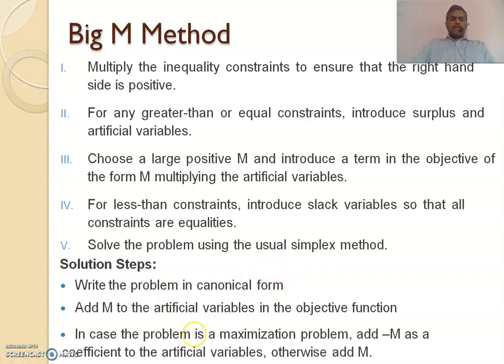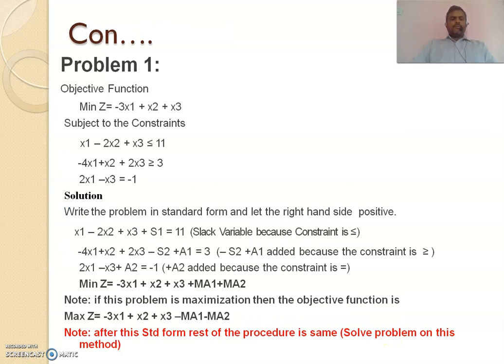There we will see artificial variables or slack variables. Add M to the artificial variable in the objective function. Add the artificial variable in the objective function if the case is minimization, means the objective function is minimization, then we will add M plus. In case of a maximization problem, we have to subtract the M coefficient in the objective function. Otherwise, add it. This is our objective function. Here the case is Z min.